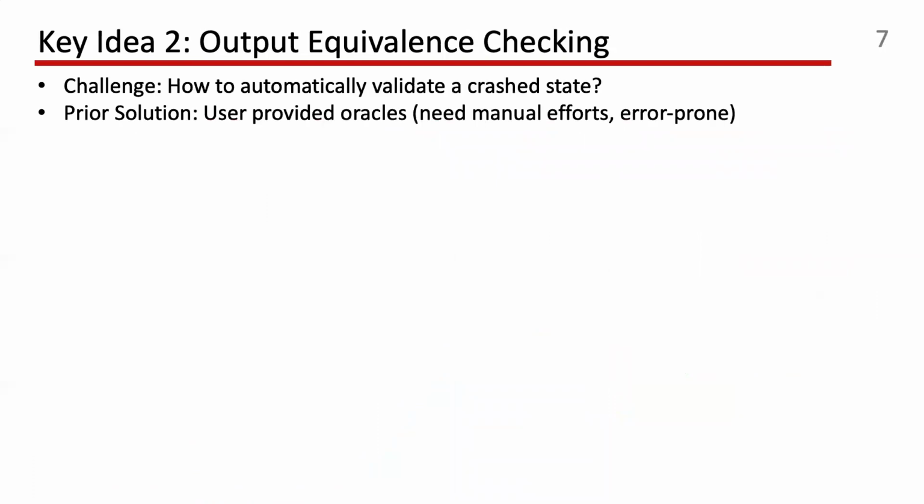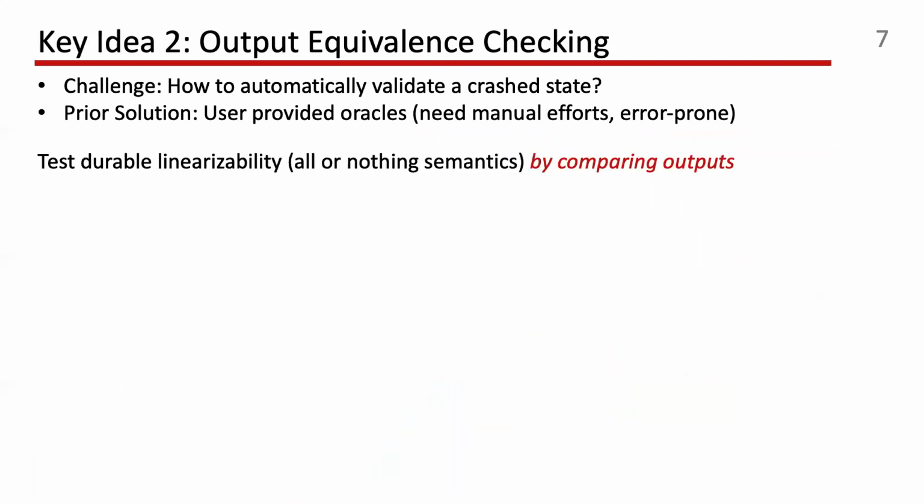Suppose we found a potential crash inconsistent NVM state using the first key idea. The challenge then is how to automatically validate a crashed state. Prior solutions rely on user-provided oracles, which need manual effort and are also error-prone. To address this, we use output equivalence checking by leveraging durable linearization.